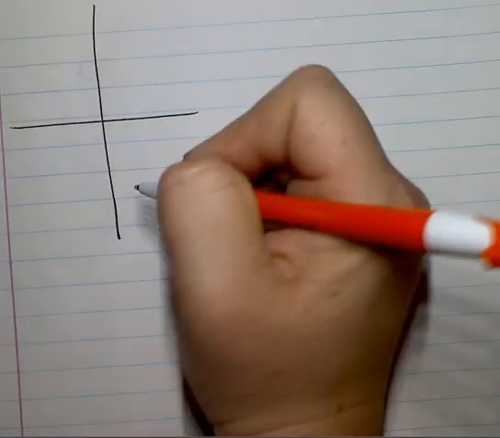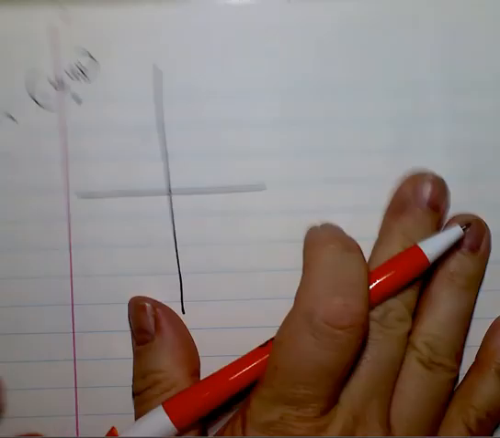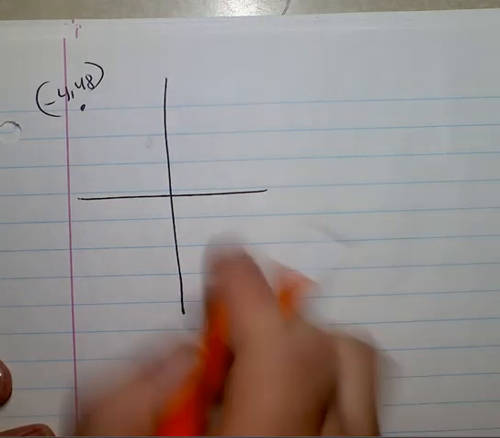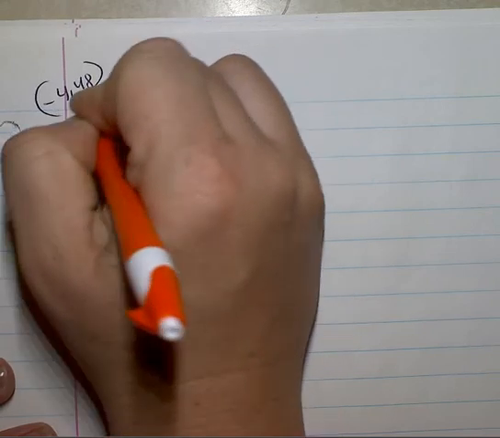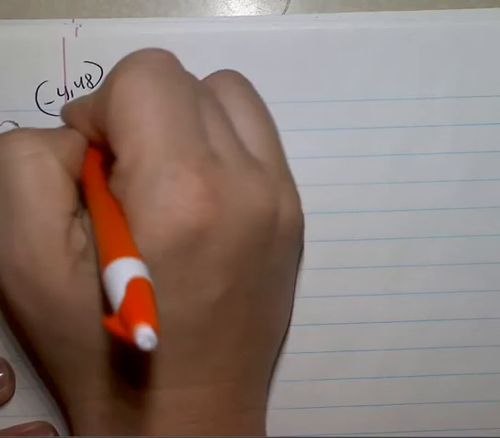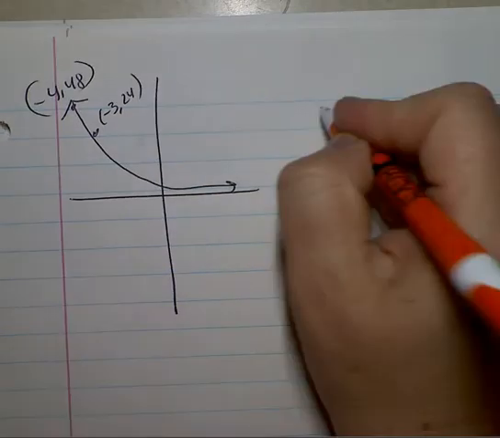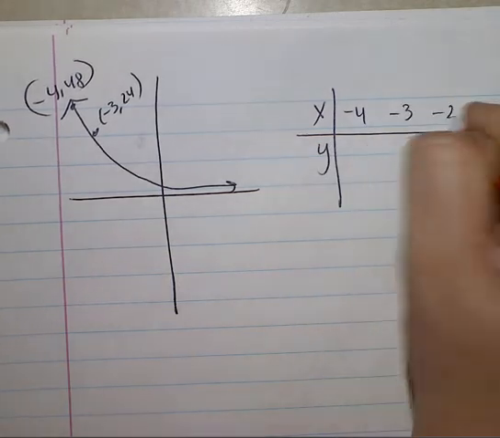Okay. This time I tell you negative 4 corresponds to 48, and negative 3 corresponds to 24. It appears to be, again, exponential decay. As it goes to the right, it's going down. Let's make ourselves a table. Go all the way back to 0.